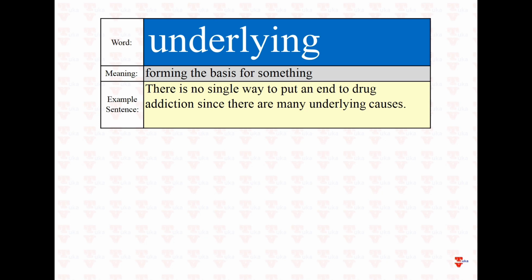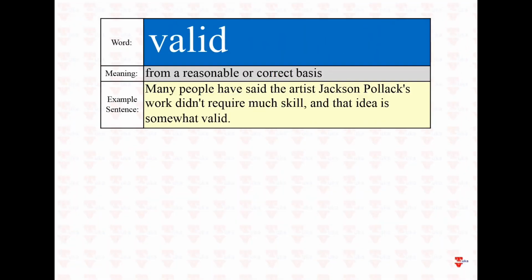Underlying. Forming the basis for something. There is no single way to put an end to drug addiction since there are many underlying causes. Valid. From a reasonable or correct basis. Many people have said the artist Jackson Pollock's work didn't require much skill, and that idea is somewhat valid.